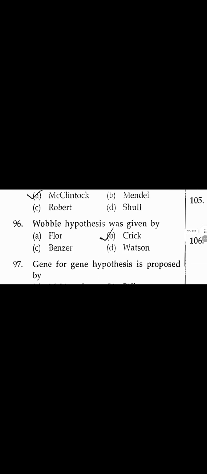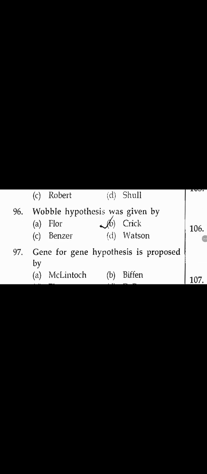Question number 96. The bubble hypothesis is given by Crick. Question number 97. Yes, the gene for gene hypothesis is proposed by, that is option C, Flor. Yes, question number 98. The pure line variety is homozygous and homogeneous. Very well, we know this. Yes. Question number 99. Land races are, that is option C, the local varieties.